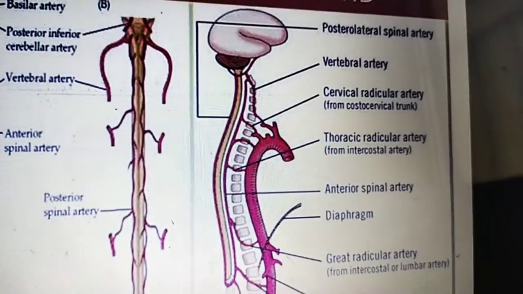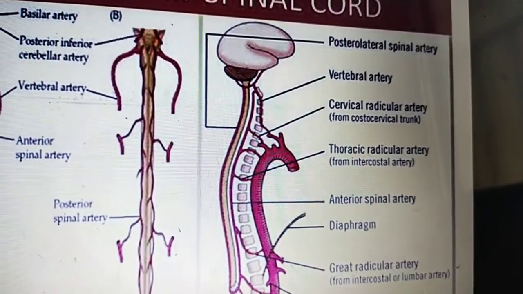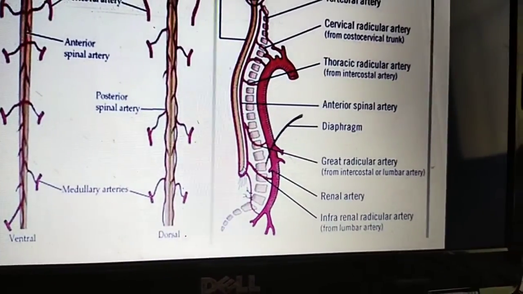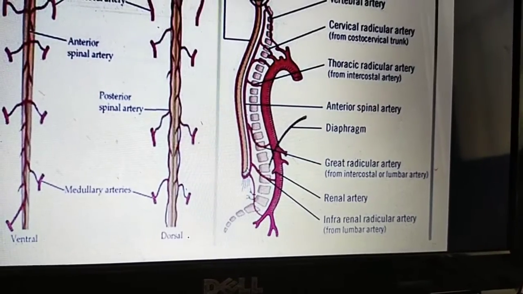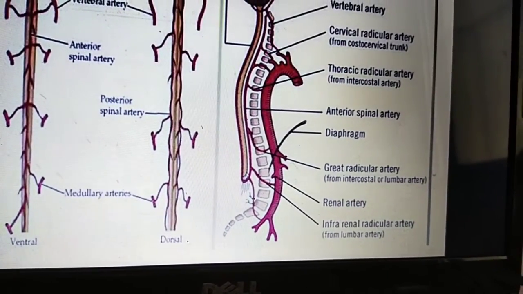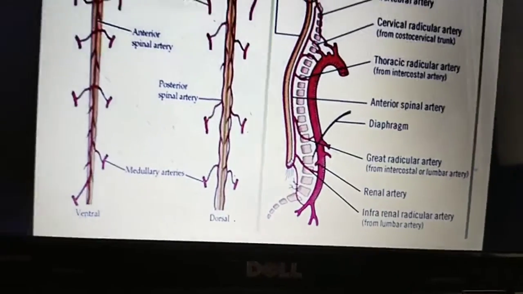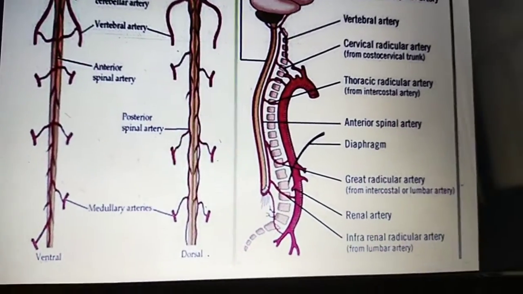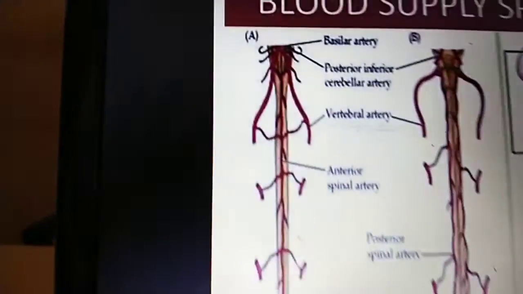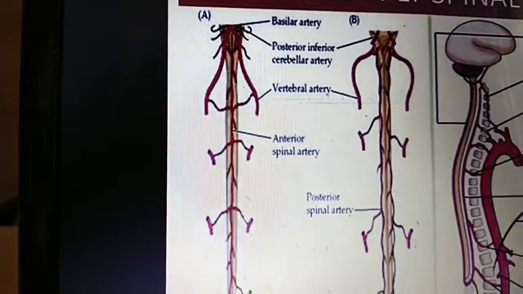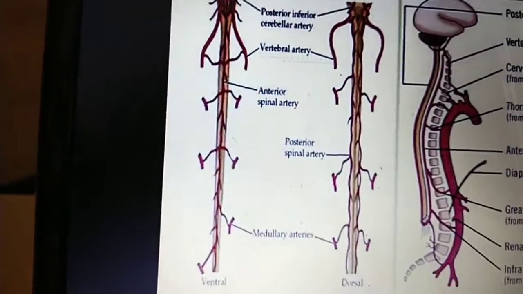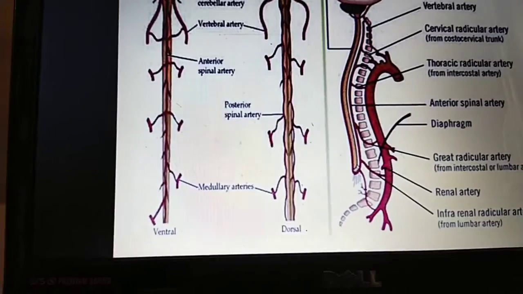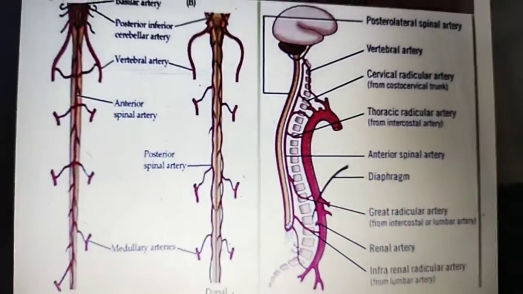And according to the part or section: cervical vertebral artery, thoracic radicular artery, and then lumbar radicular arteries or great radicular artery. Like that they give the blood supply to the spinal cord. You can see here in this picture, here also the posterior inferior cerebellar artery, vertebral artery, anterior spinal arteries, posterior spinal artery, they are arranged in medullary arteries. Like that they can give the blood supply.